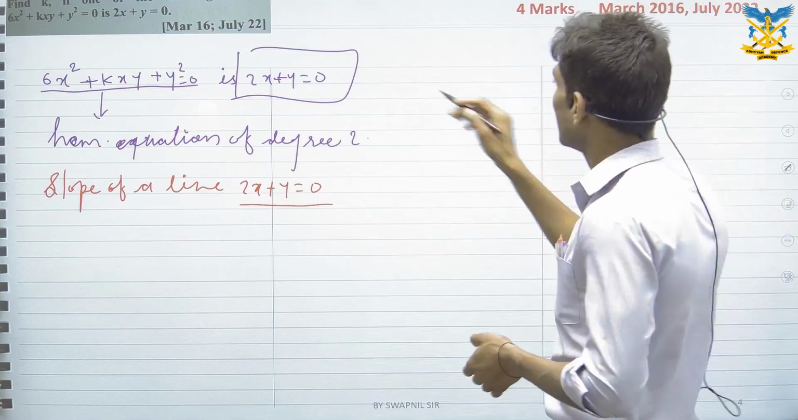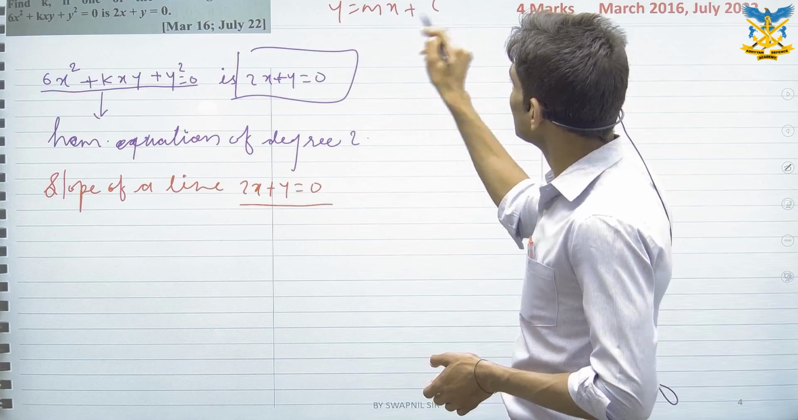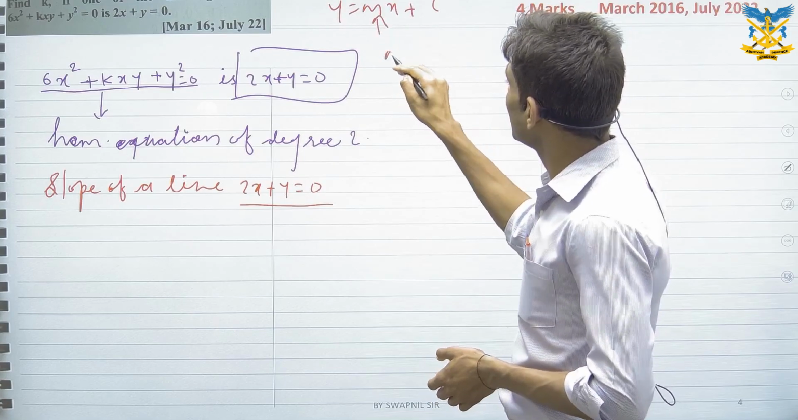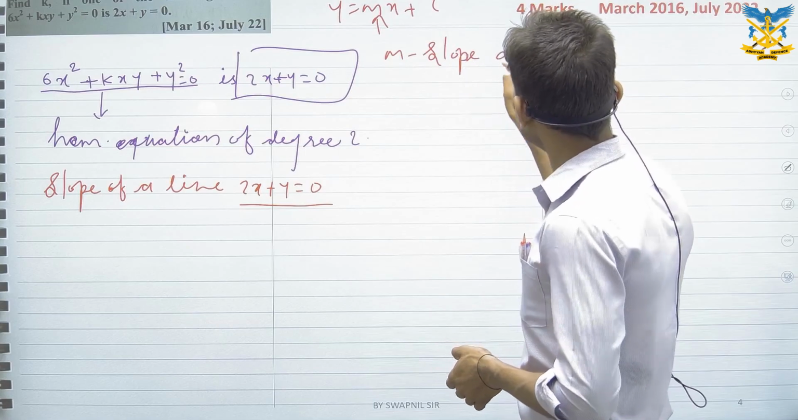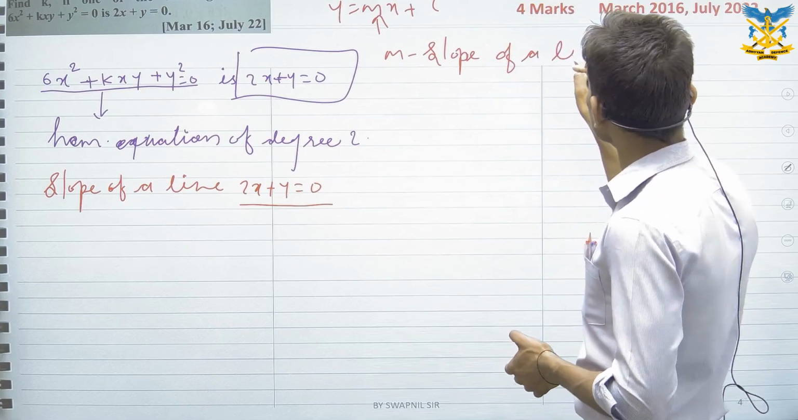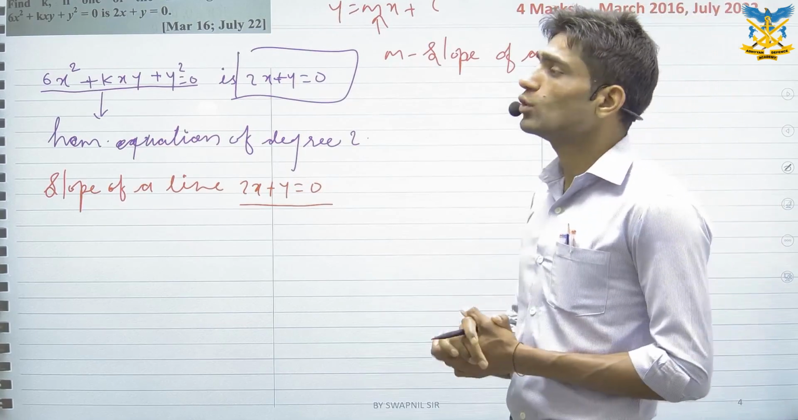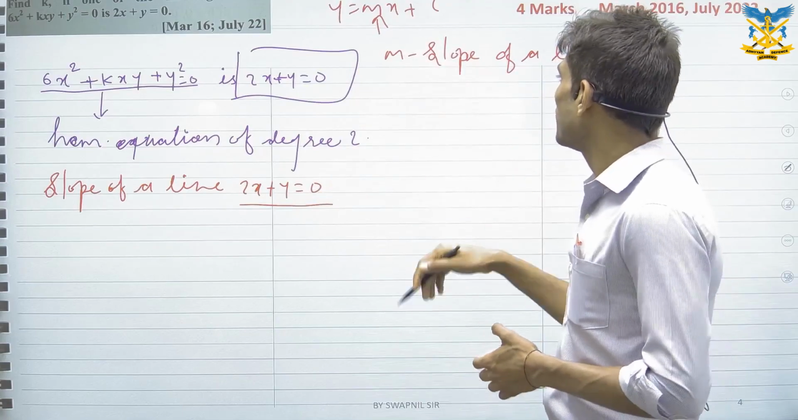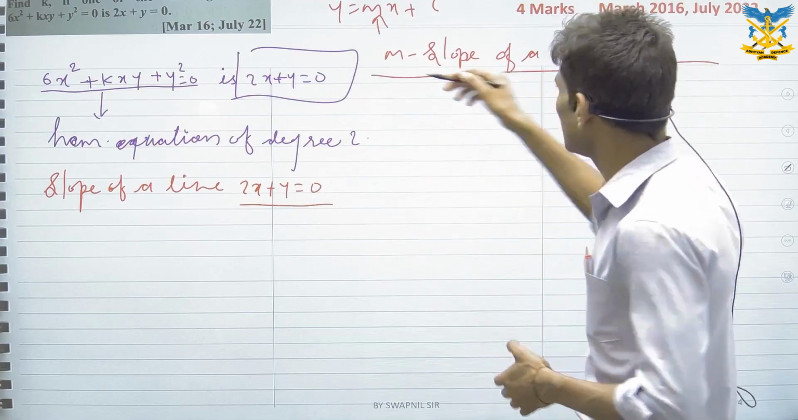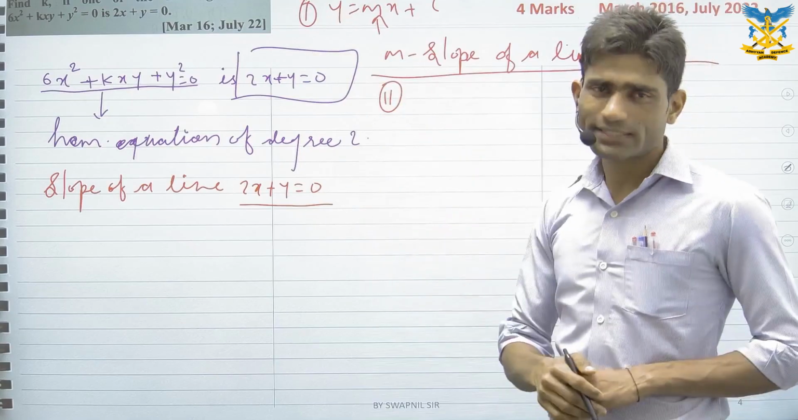When we have a line as y equals mx plus c, that m represents the slope of a line. You may convert the equation into this form. This is the first way for finding the slope. Let me explain another, second way.